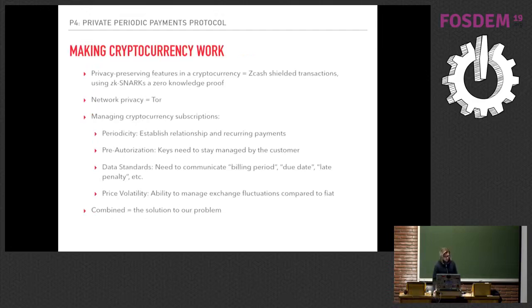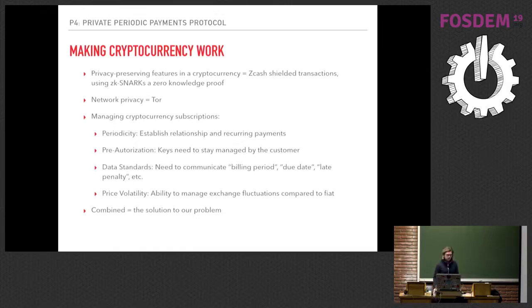So we talked about how to make cryptocurrency work for our needs in addition to having the privacy. So first we looked at privacy preserving features in cryptocurrency like Zcash shielded transactions. We also thought about how we need networked privacy, so we looked at Tor. And we also thought about how we need to manage cryptocurrency subscriptions themselves. So the periodicity problem, the pre-authorization, where we want to make sure that the keys stay with the people, and then data standards, just general in cryptocurrency space.